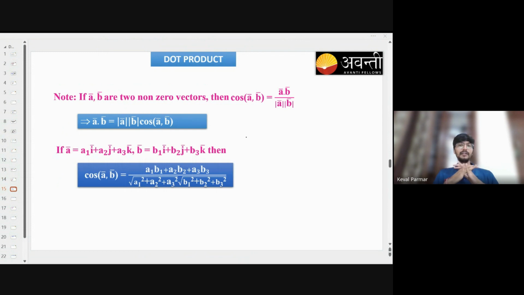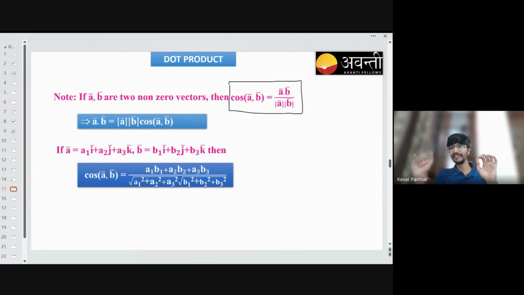This is very important because many times in questions we'll be asked to find the angle between two vectors. Whenever we have to find the angle between two vectors, what we should ideally think of is to use the dot product. This is the formula, right? As we all know, A bar dot B bar is mod A mod B cos theta. So from here, I can easily get cos theta, which gives the angle between two vectors.